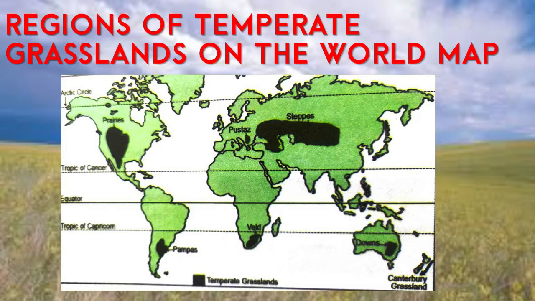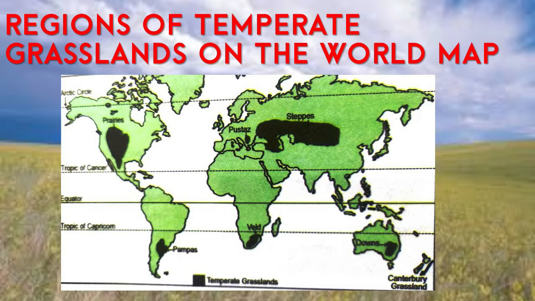Now next come to the Eurasia, where it is the boundary of Europe and Asia, which is called Eurasia. So here you have to mark steppes and pustas. So steppes is a very big grassland area. Pustas is a little bit shorter, found in Europe continent. So you will be marking it on the world map.